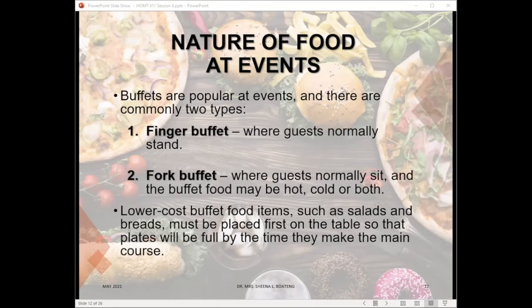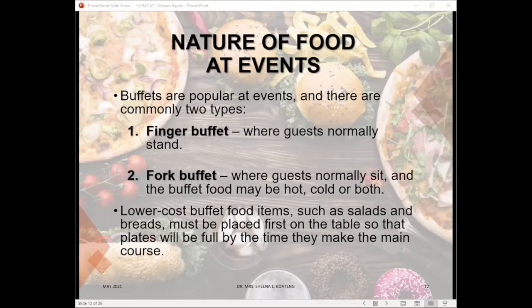These are the ways by which they try to manage the high-cost buffet items in conjunction with the lower-cost buffet items to ensure that they are able to create somewhat of a pleasurable experience for event attendees using the buffet food items. So these are the two kinds of buffets that you can put together for your event, depending on the nature of your event and what its objectives are.